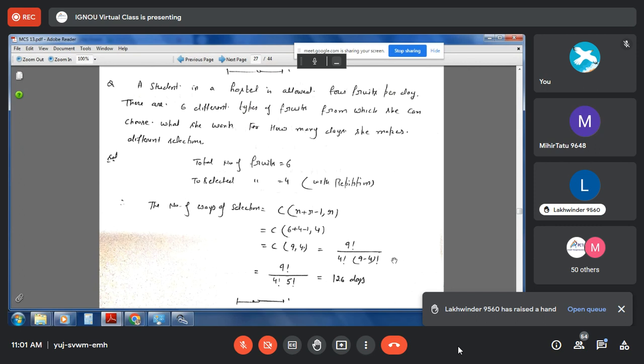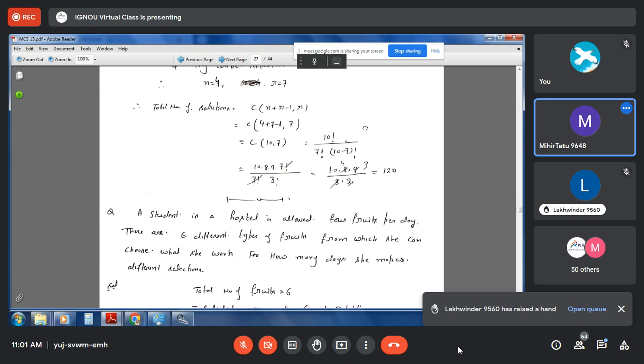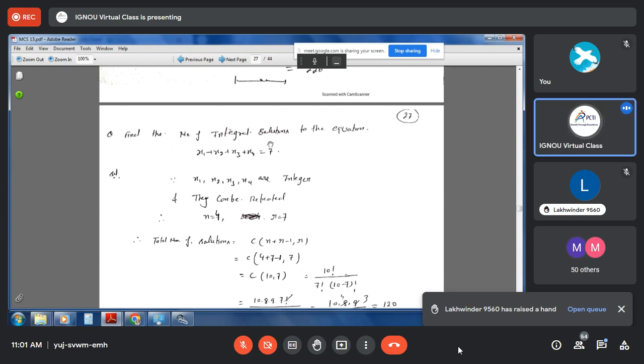Sir, in the last question, how have we taken R is equal to 7? Their total is 7. Here it is R. It could be the sum of the 4 integers. It may be 1, 2, 3, 4, 5, 7, 100, anyone. So it is R. And the number of integers, they are 4. This total is R.